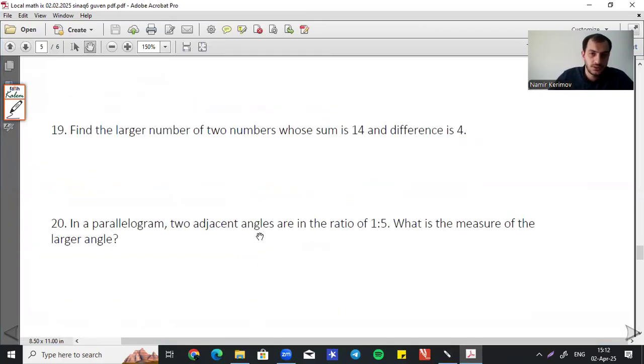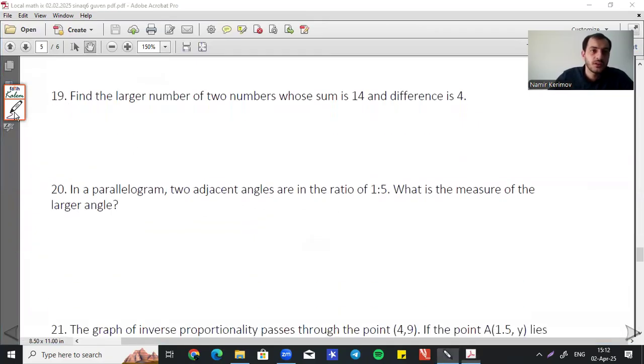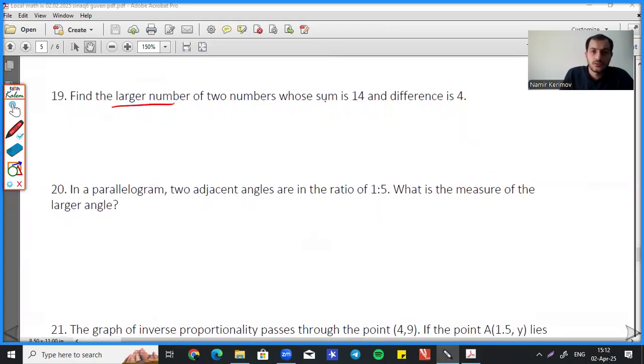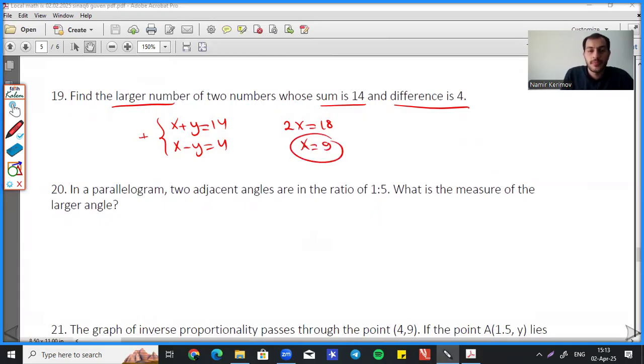And question 19. Find the larger number of 2 numbers whose sum is 14 and difference is 4. So we can use simultaneous equations. We know that the sum is 14 and the difference is 4. By using the elimination method, we can just add them. 2x will be 18, which gives us x is 9. So x plus y equals 14, y is 5. The question is to find the larger number. 9 is the answer.